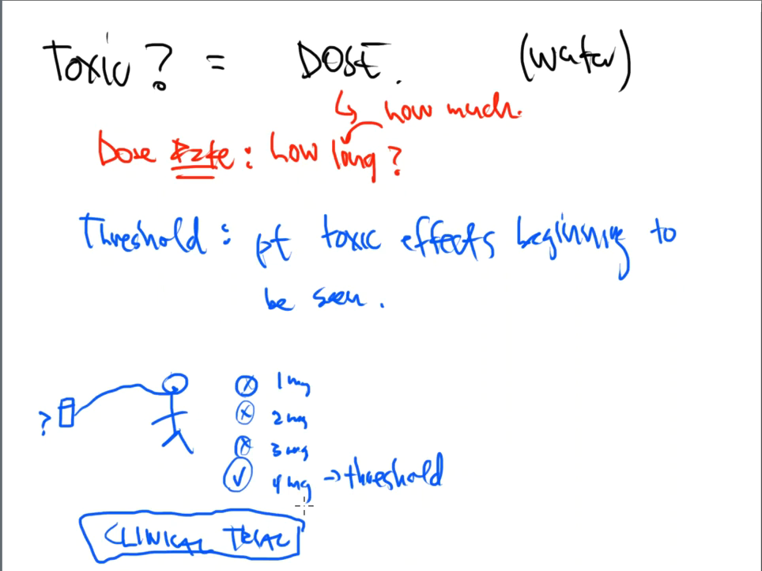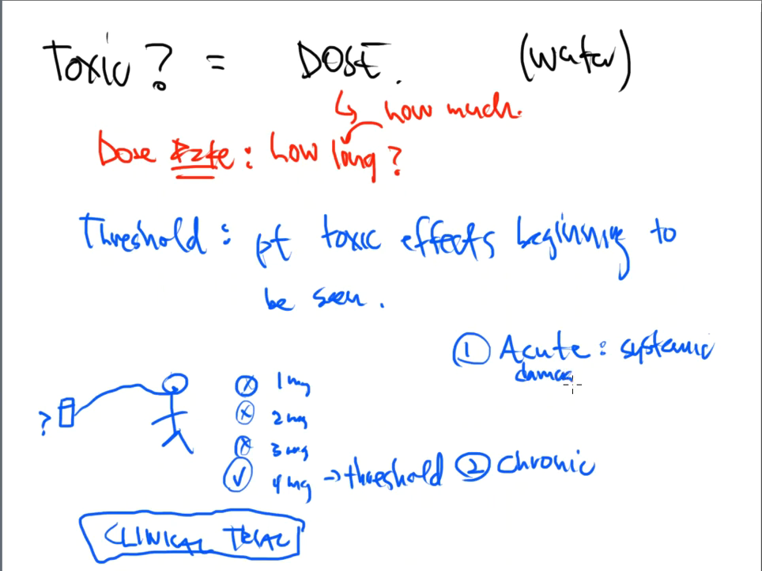Now, a couple of things that we have to say about toxicity. There's going to be two forms. One is going to be called acute, and the other one is going to be called chronic. All right, so number one and number two. Acute toxicity is systemic damage. That means pretty important, okay? With a single dose or single exposure. Now, this could be minutes. It could be seconds. It could be hours. Or it could be days. But the idea and the concept here is that it is very brief.